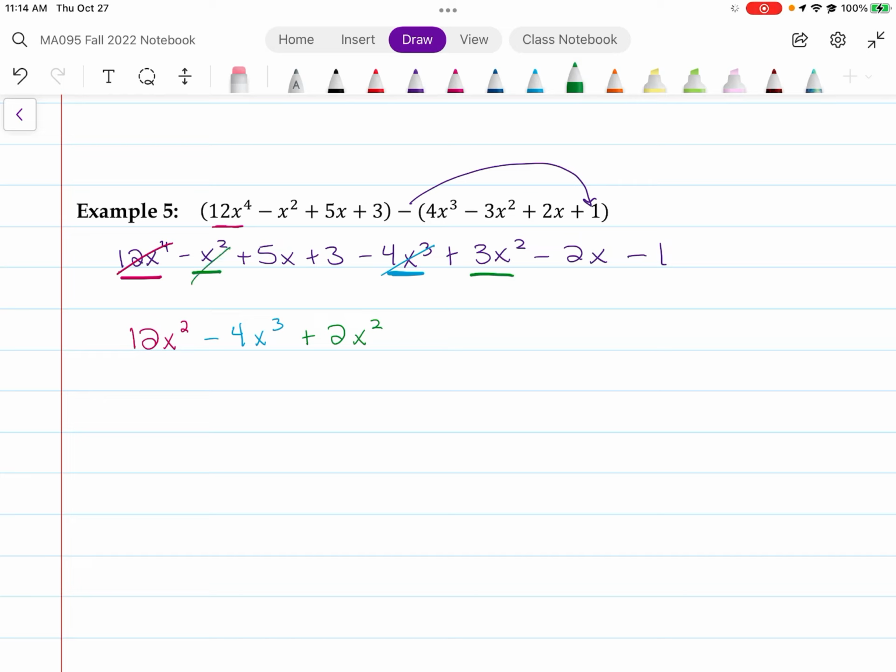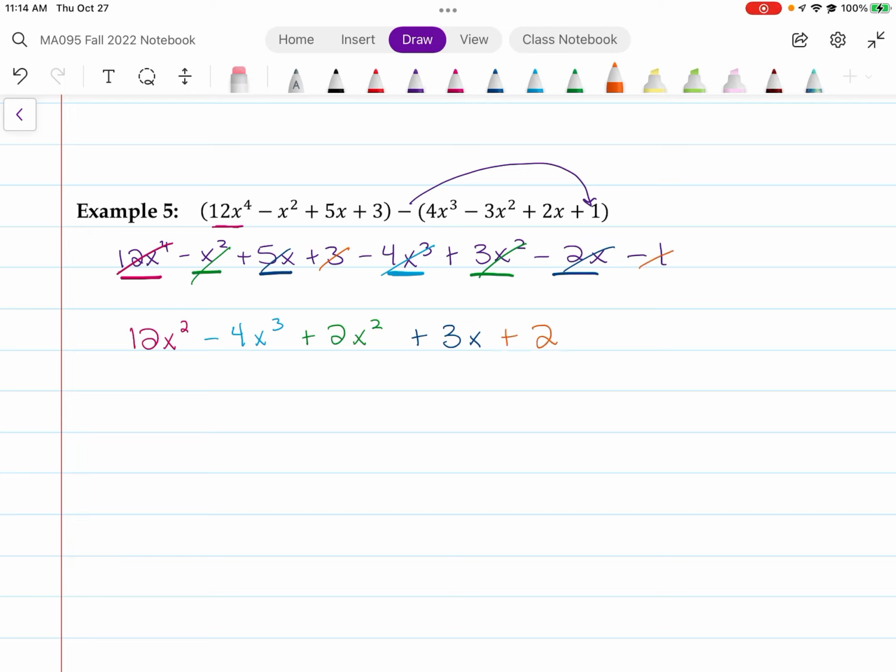All right, I'm done with those. So now I'm going to go look for the next one. Next one down is the x term. So I've got plus 5x and minus 2x. That gives me plus 3x. And then lastly, I'm running out of colors. I have a 3 and a minus 1. So I've got plus 3 minus 1, plus 3 minus 1 is 2.